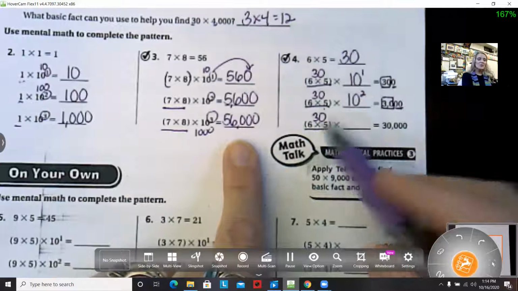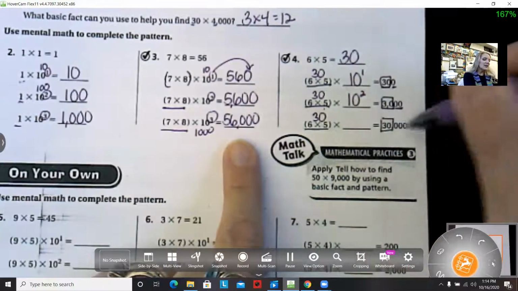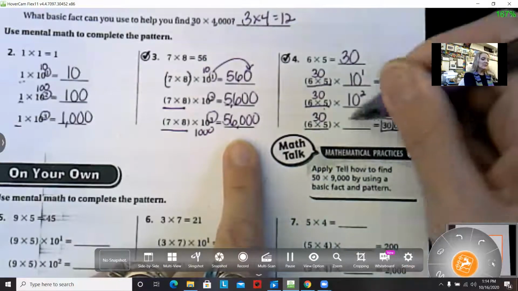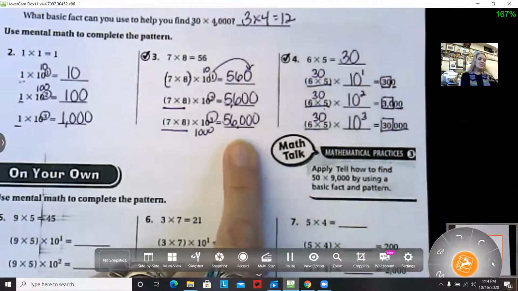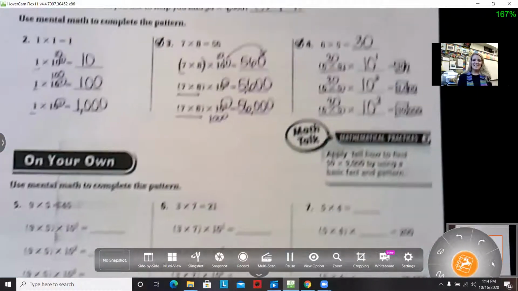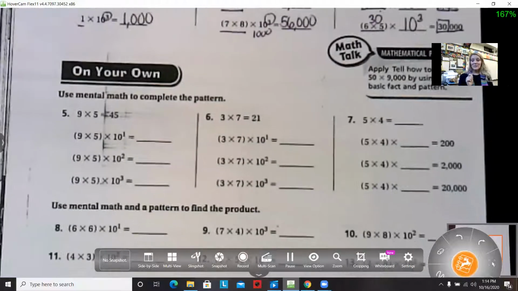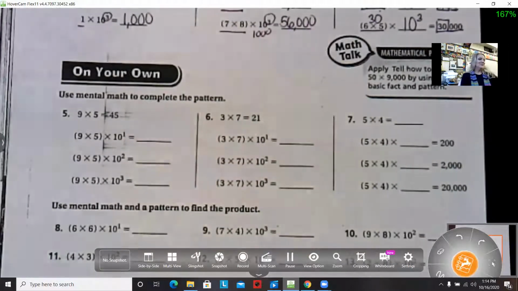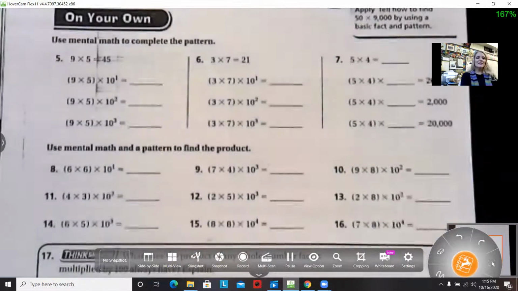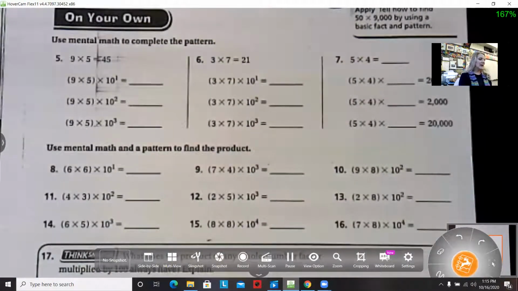6 times 5 is 30. Let's box out the number 30 and see how many extra zeros we have. 3. So that means that it's 10 to the third power, or the number 1,000. Okay, you're catching on? I'm assuming this is easy stuff, right? This is something good to be learning at home, I would think, as long as you're paying attention with me. Okay, let's use mental math to complete this pattern here.